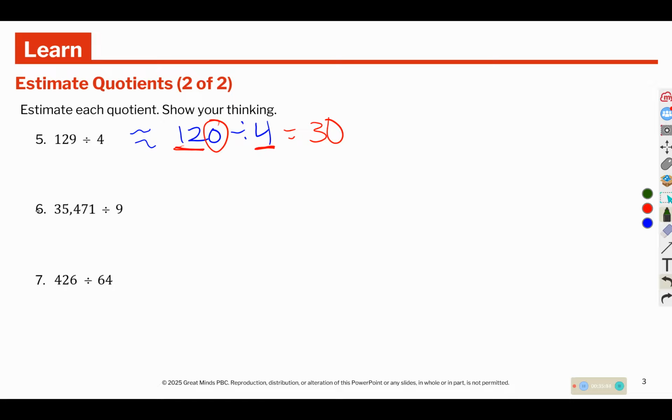This one, 35,471 divided by 9. I can change the 9 into a 10. And then round this to 35,000. And when I divide by a 10, it shifts the place values or the decimals. So instead of 35,000, it would be 3,500. We're dividing out one of those zeros, or one of those sets of 10.